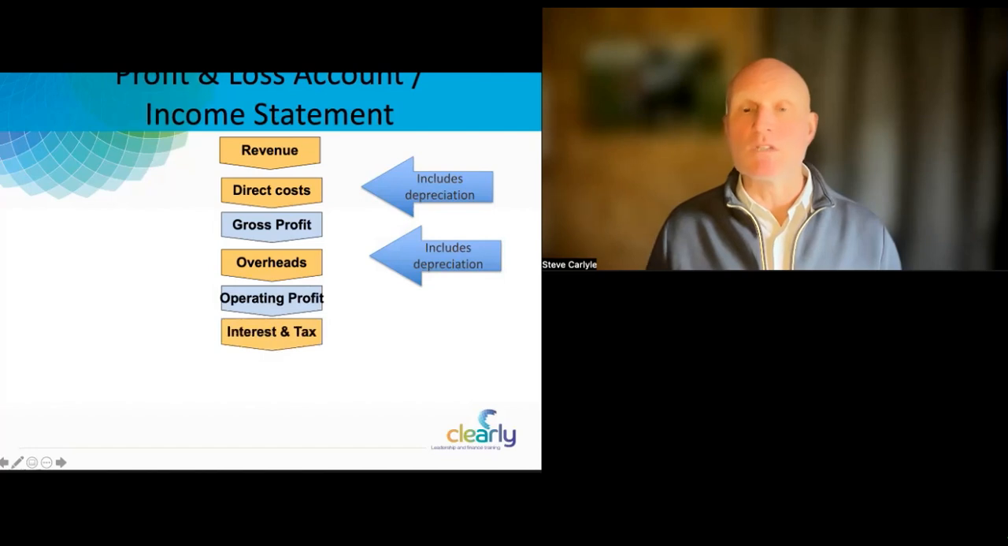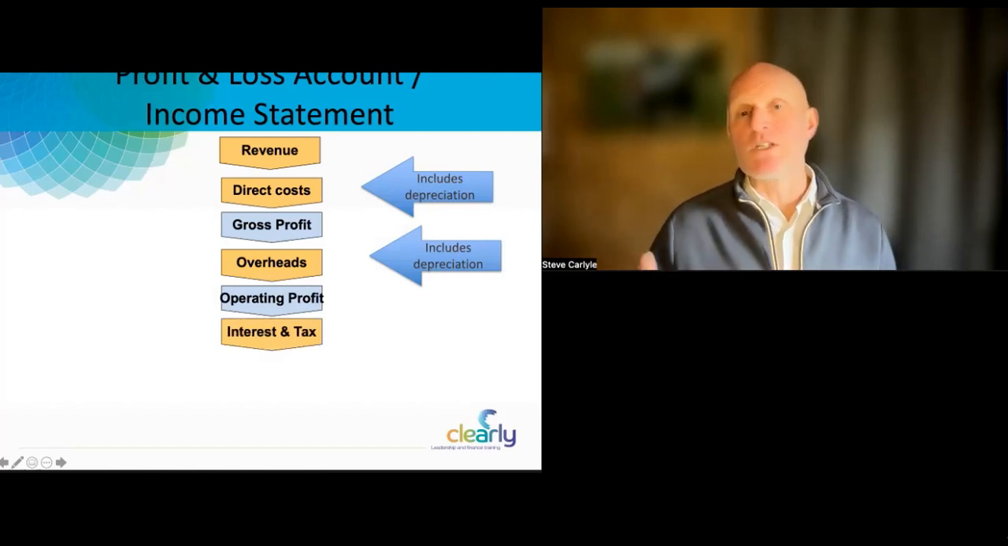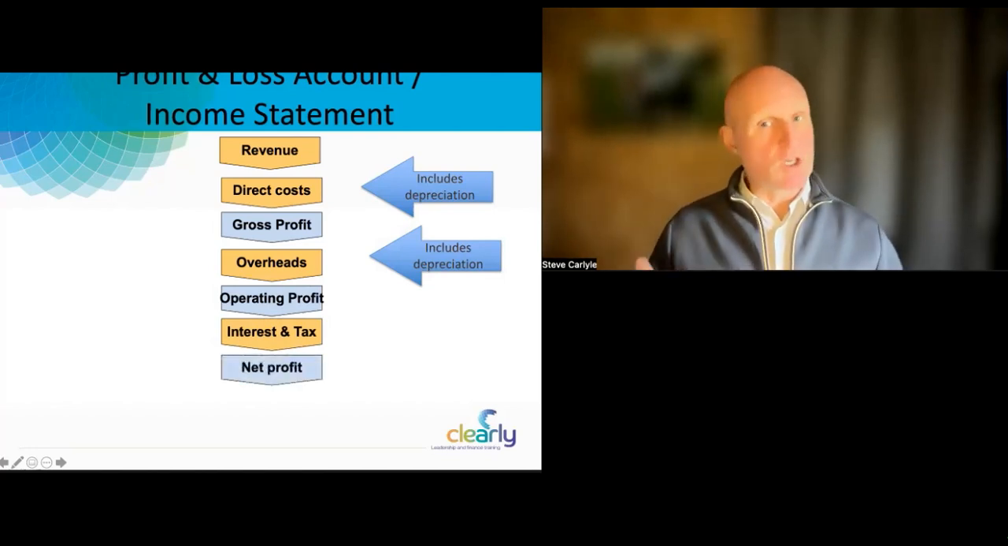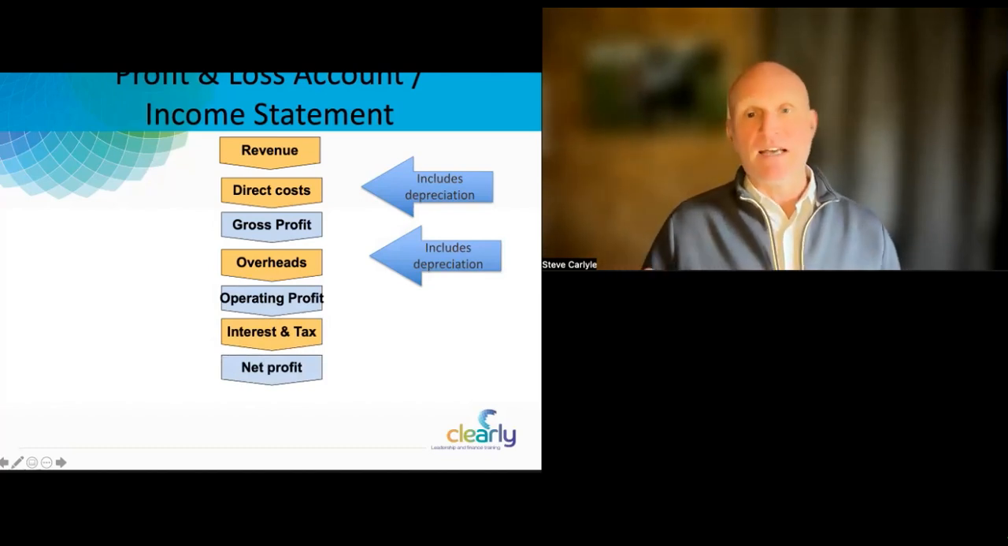Okay, then we will deduct off interest and tax. We normally do this in 2 separate stages, but I just lumped them together there. So we deduct the interest and tax, and then we get the net profit. Now, the net profit can also be known as earnings, and that's why the operating profit is the earnings before deducting interest and tax, and then we have the earnings or net profit themselves.